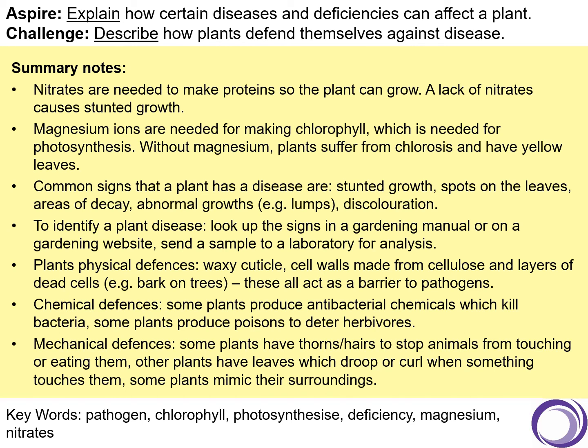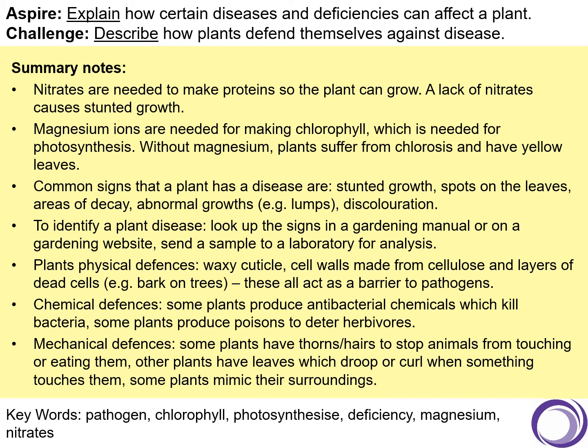Common signs that a plant has a disease are stunted growth, spots on the leaves, areas of decay, abnormal growths like lumps, and discoloration. To identify a plant disease, look up the signs in a gardening manual or on a gardening website. Send a sample to a laboratory for analysis. Plants' physical defences are the waxy cuticle, cell walls made from cellulose and layers of dead cells, e.g. bark on trees. These all act as a barrier to pathogens.